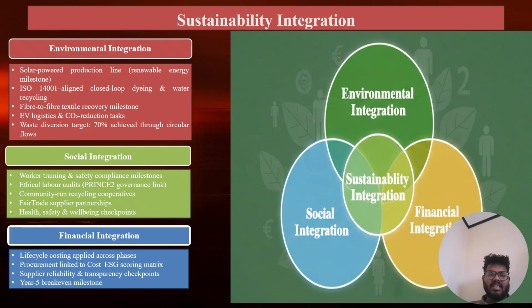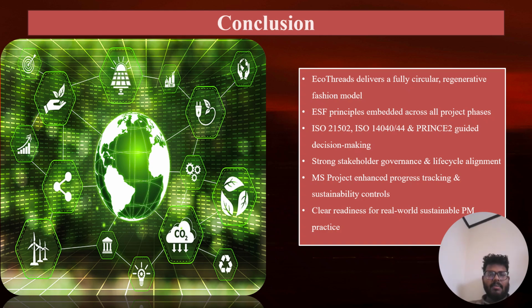And talking about financial sustainability, it includes life cycle costing, ESG procurement scoring, and continuous supply transparency checks. The forecast break-even milestone in year 5 and a risk mitigation budget for energy fluctuation are embedded as financial checkpoints within MS Project, marked in gold. Together, these ESG checkpoints and milestones ensure that sustainability is not an add-on but an operational driver for every phase of the project. And talking about conclusion, this is my last part.